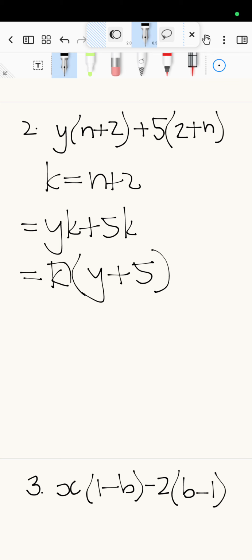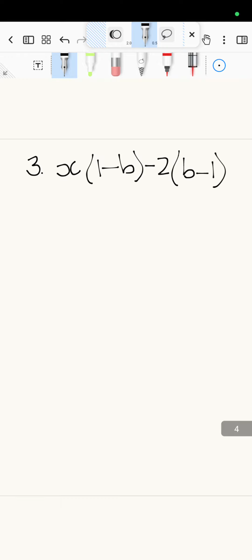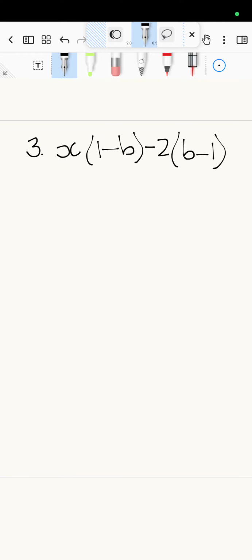K wasn't in our original question. We introduced it, so now we need to go replace it again. And that is n plus 2 and y plus 5, right? The third variation of the question is going to look something like this, okay?